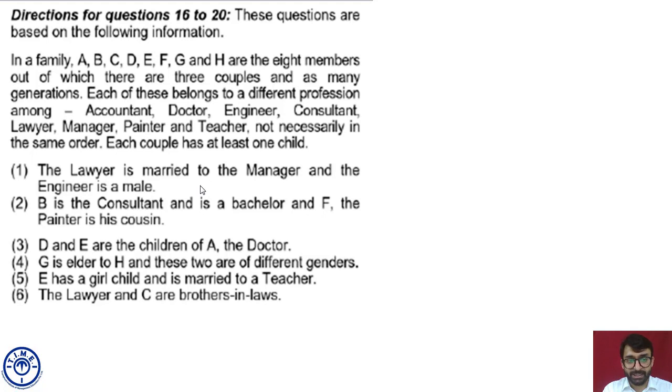B is the consultant and is a bachelor. That means I know the profession of B. He's a consultant and he's a bachelor. That means he is an unmarried male.